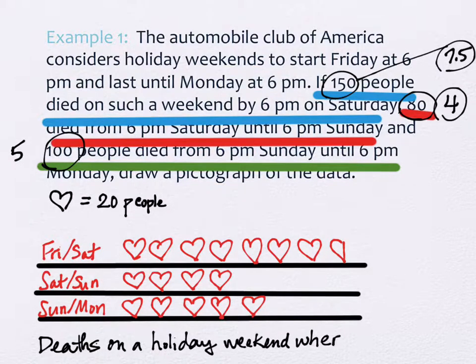And I'll put it all in the same thing. So where the heart represents 20 people. Or you could say 20 deaths. And that's a pictograph.